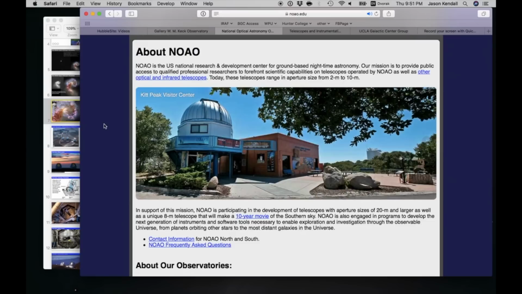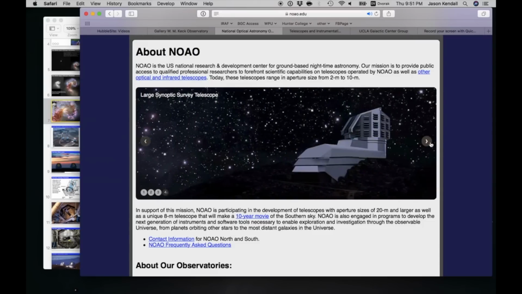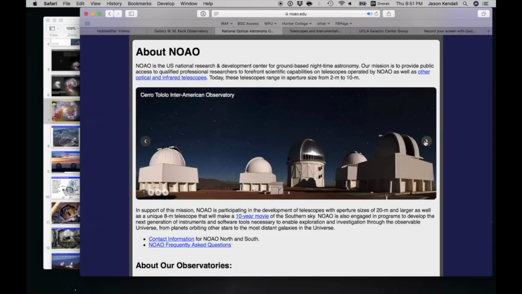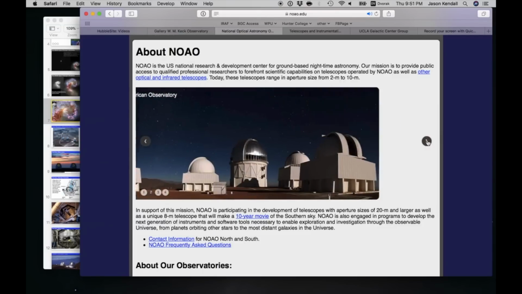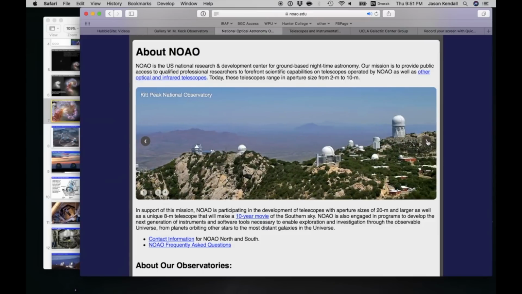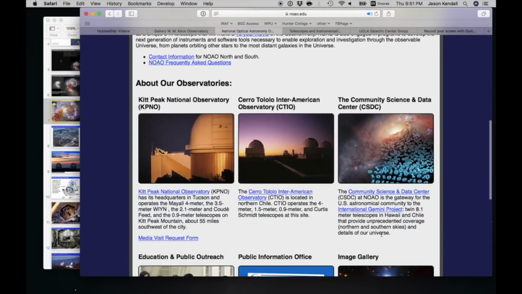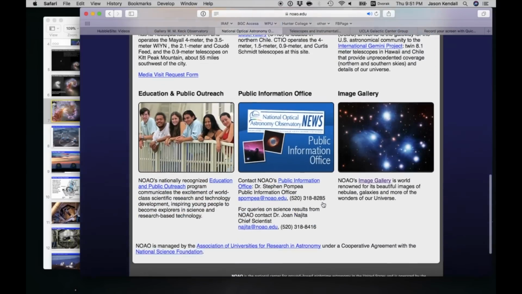There's a visitor center at Kitt Peak National Observatory, which you really should go see if you get a chance. The Large Synoptic Survey Telescope is about to be built. It's under construction, and that's going to be down in Chile as well. There's the Cerro Tololo Observatory, which NOAO is part of, and Kitt Peak National Observatory down in Tucson. Kitt Peak is someplace you really should go visit if you ever get a chance to go into a dark sky. CTIO has a 4-meter scope, a 1.5-meter scope, and another meter-size scope down in Chile.